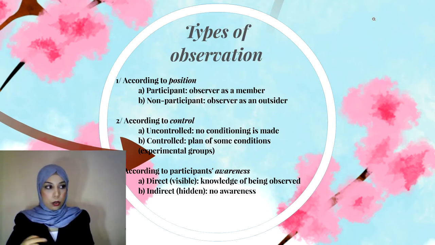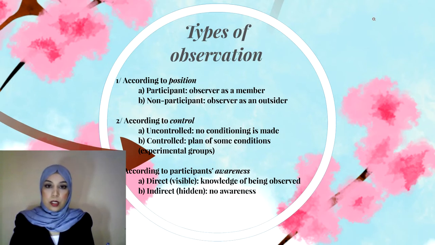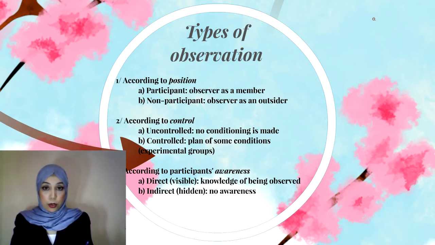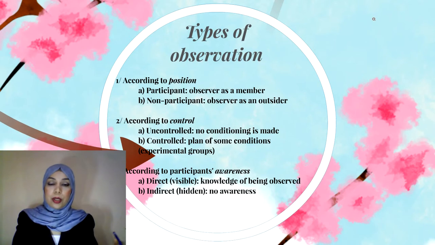When you, as an observer, just enter a given class and start observing the students' behavior, the behavior is going to be natural. They do not know your identity, whether you are observing or you are just a student among them. So you are going to observe the naturally occurring behavior, and therefore your observation is an uncontrolled observation.